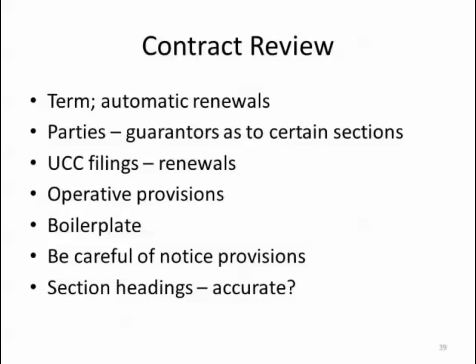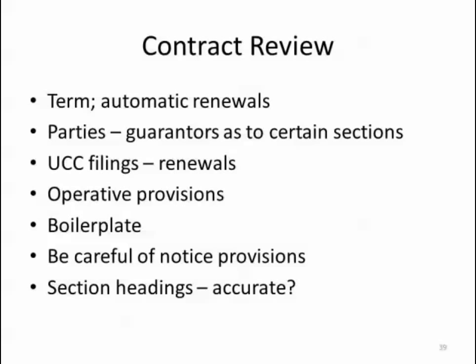The contract also will have operative provisions, what is expected of each party, and it's going to have boilerplate. A lot of people look down on boilerplate, but the devil's in the detail, and if you don't look at the boilerplate, you could get into trouble. That includes being careful of the notice provisions, which we'll see in a minute, and the section headings. A lot of people trust the section headings, but are they accurate? If they're not accurate, there's typically no recourse, and as a consequence, you could get a bad result.